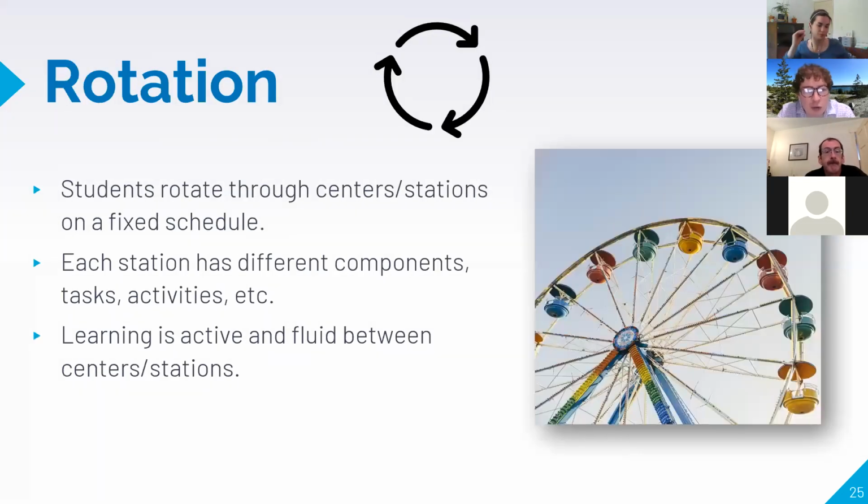Moving on to the next one, a rotation model. For my elementary teacher friends, I'm sure this is something that you've seen or maybe used yourself before, but students rotate through centers and stations. Usually they have a fixed time schedule. And then each station has different components, tasks, activities. This is a fantastic way to differentiate within your classroom and figure out your students' preferences, and you can plan future rotation options accordingly. Learning's active and fluid, so kids are able to move between those different sessions.